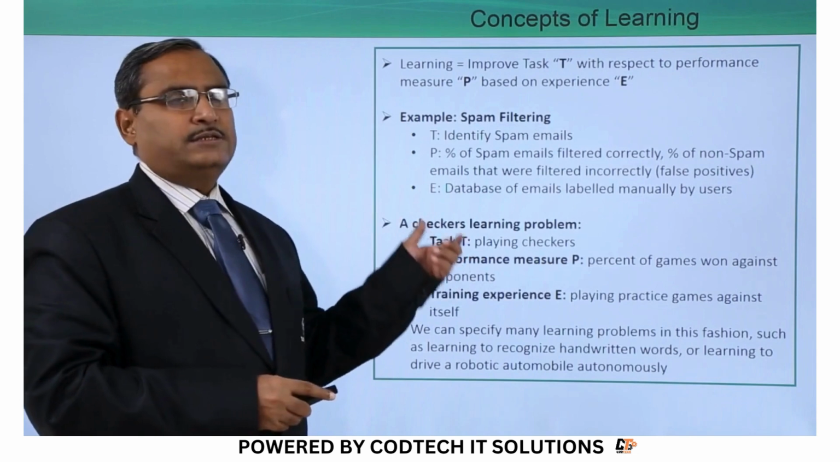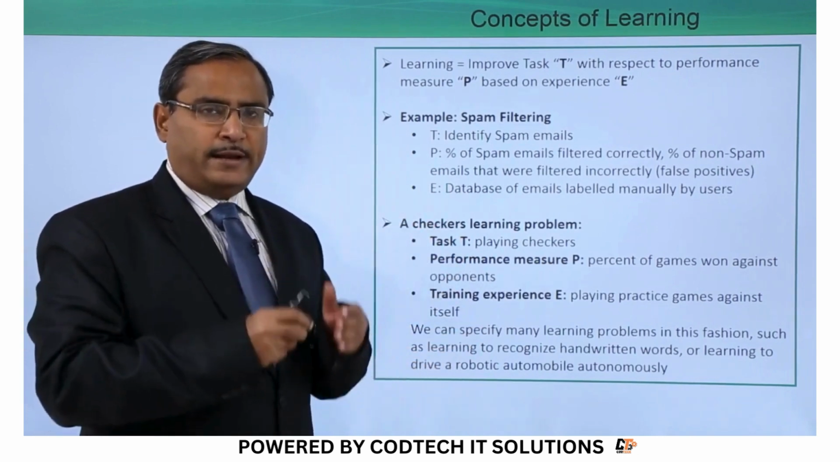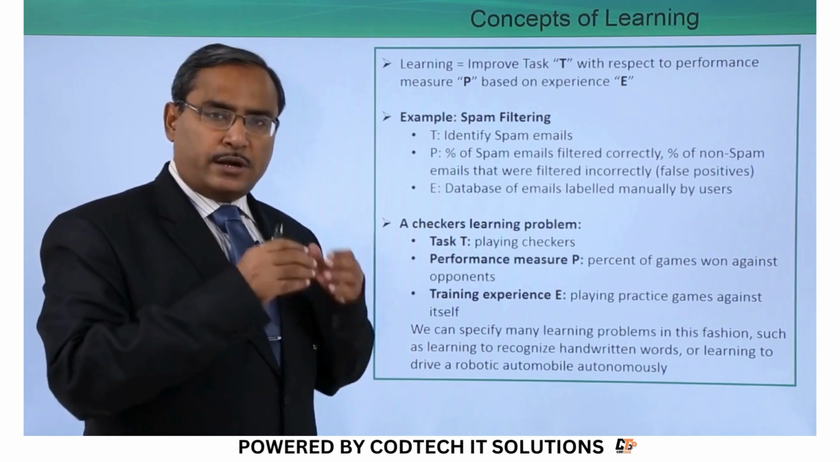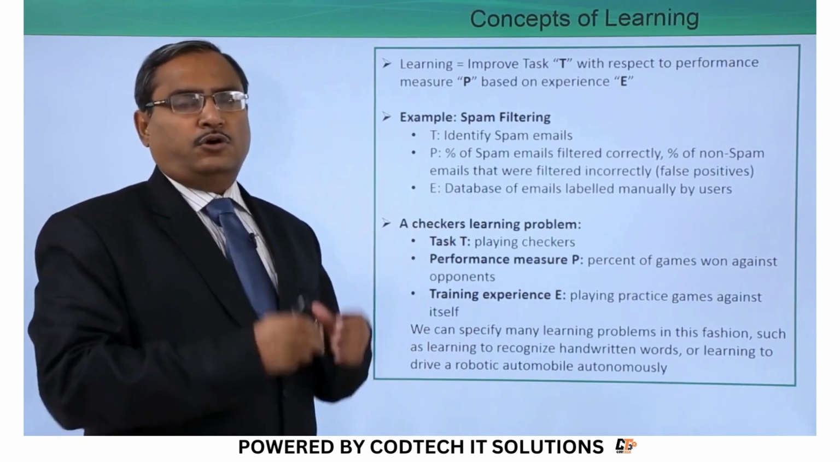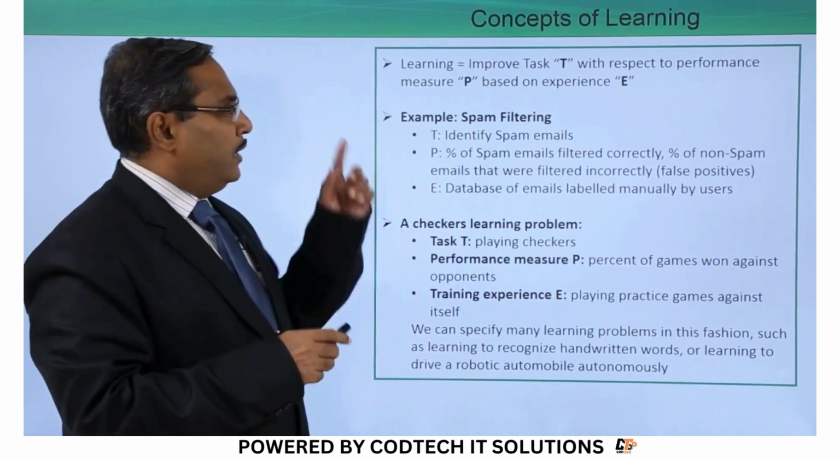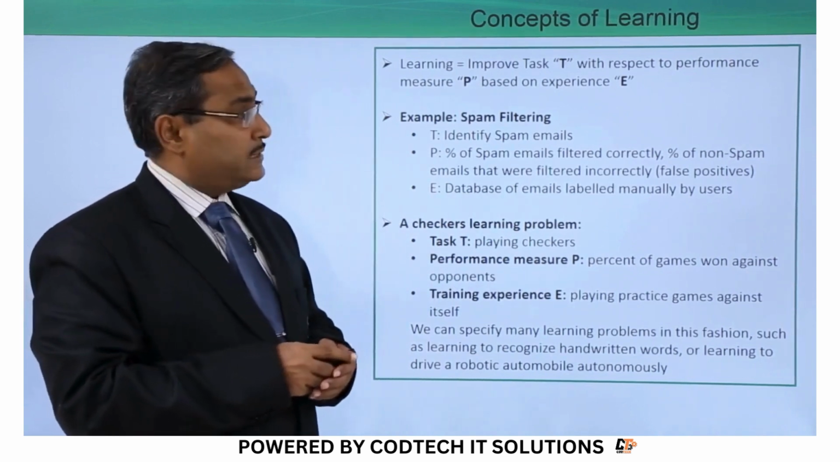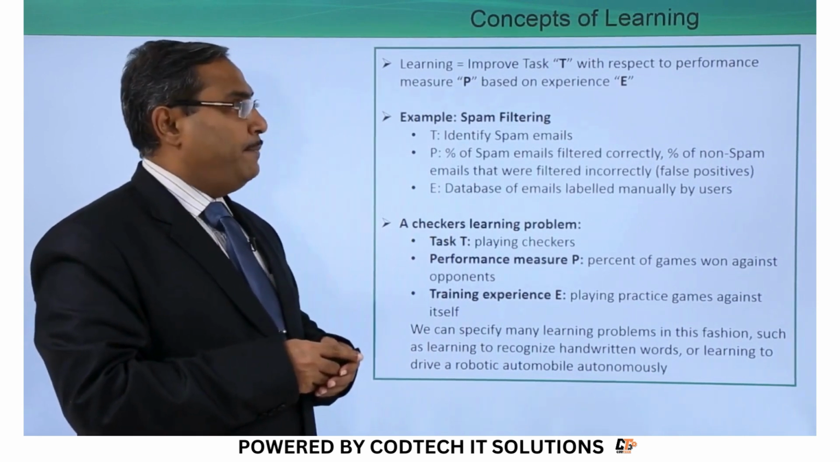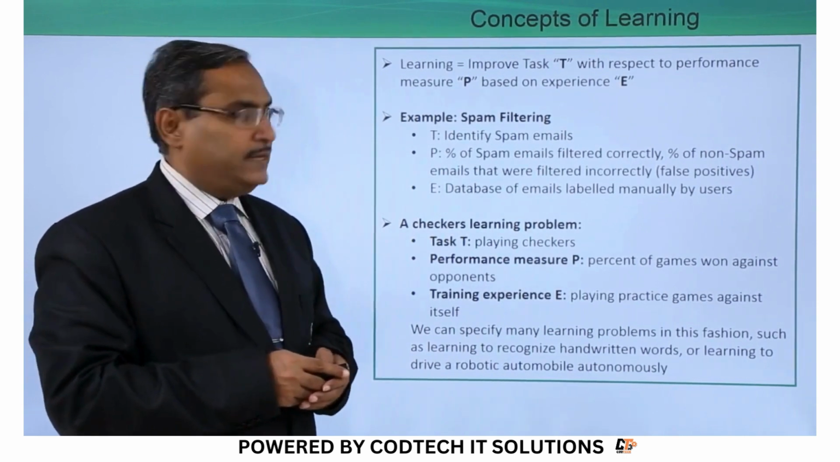We know that in case of machine learning, we are applying artificial intelligence to the computer so that the computer can learn from the data. So, obviously, we should know what learning is. Learning is equal to improving task T with respect to performance measure P and based on the experience E.